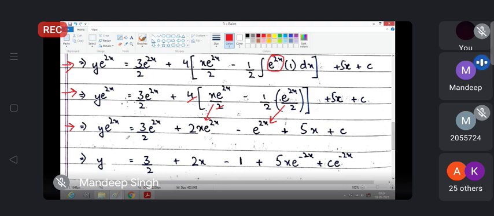Then cross multiplying or dividing both sides by e raised to the power 2x, e 2x went to the right hand side. We have 3 by 2 plus 2x minus 1 plus 5 into x into e raised to the power minus 2x plus c into e raised to the power minus 2x. Most of the terms will get cancelled out, the rest with minus in the numerator.